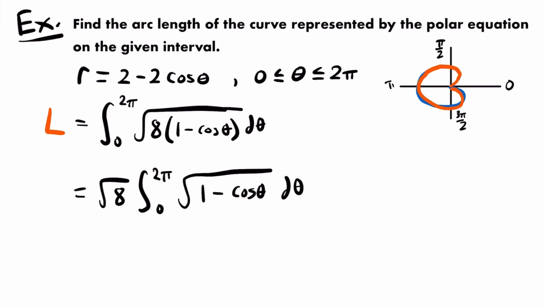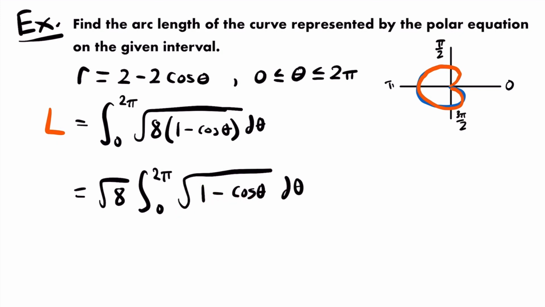Now at this point, it seems like we're kind of stuck, right? We could simplify the square root of 8 a little bit on the outside here, but if we actually want to integrate what we have inside the integral, it's not initially clear how we can do that. We have the square root of 1 minus cosine theta, but there's no easy way to integrate that in its current form. We can't use u substitution, because if we set u equal to 1 minus cosine theta, the derivative of that is not also within this integral, so that's not going to work. And we also don't know any specific integration rules for the square root of 1 minus cosine theta.